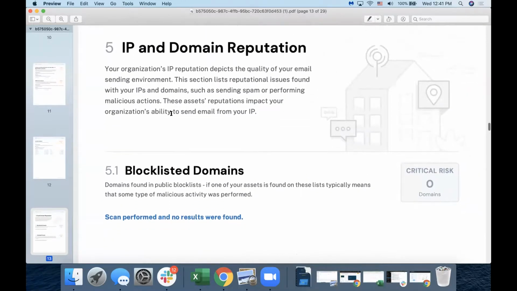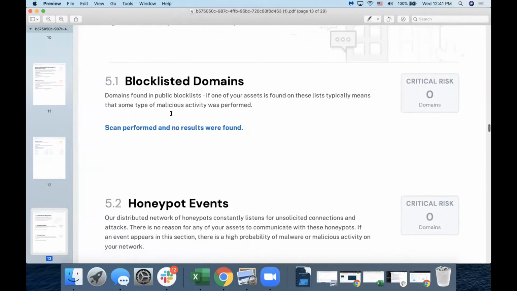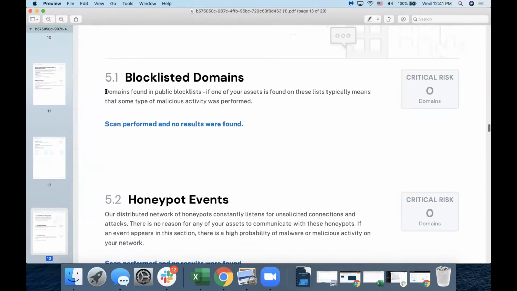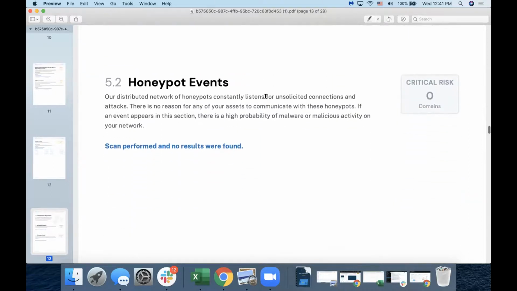So IP and domain reputation, this can be significant. Domains found in public block lists. We hope many of your companies don't have this, but if one of your policyholders' assets is found in a publicly blocklisted domain, then that tells us there's something bad happening, right? And that's the spirit there.